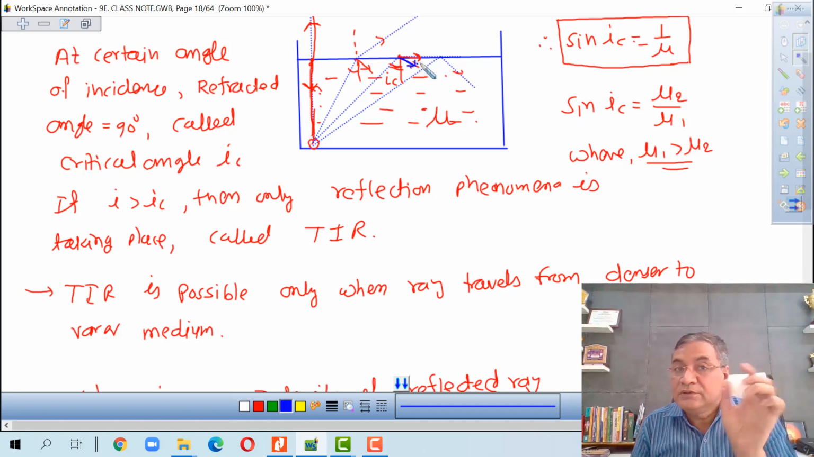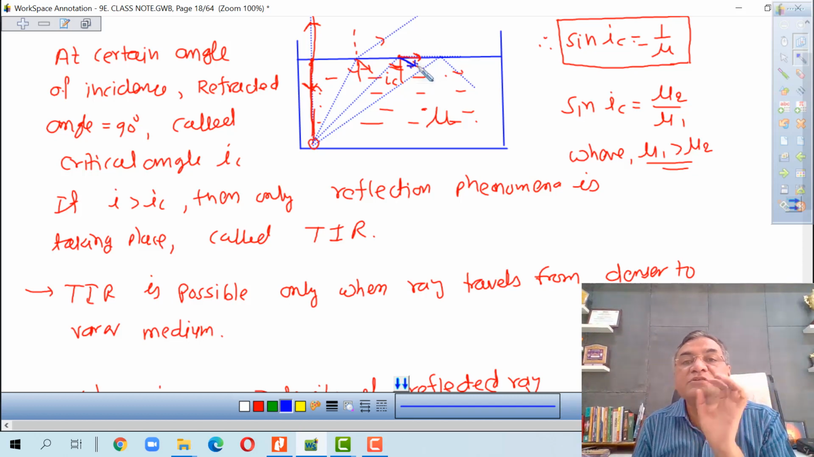Okay, you see the difference is very small, but I am just talking in theoretical terms. Practically it is very difficult to find it out.